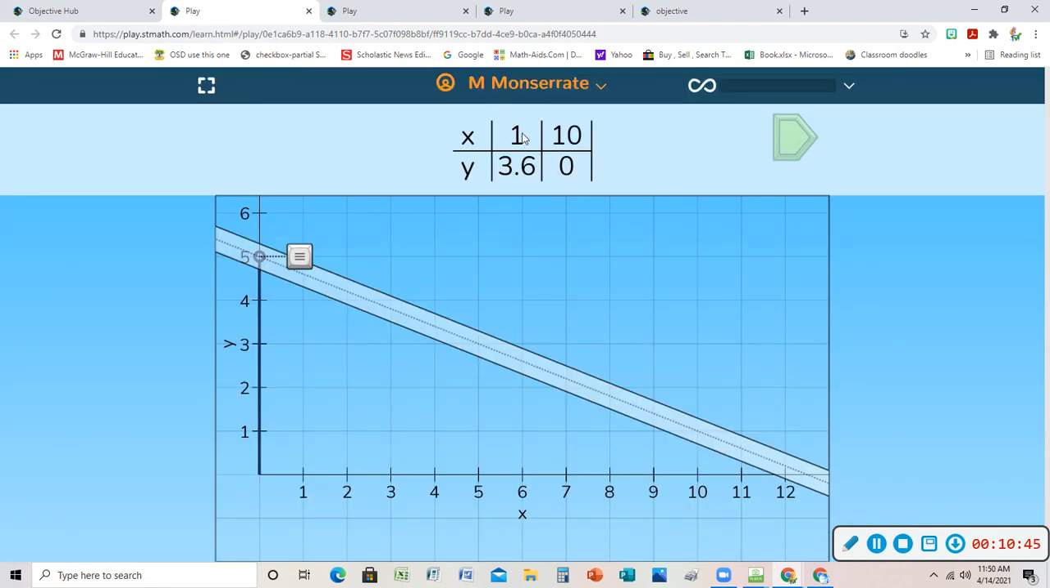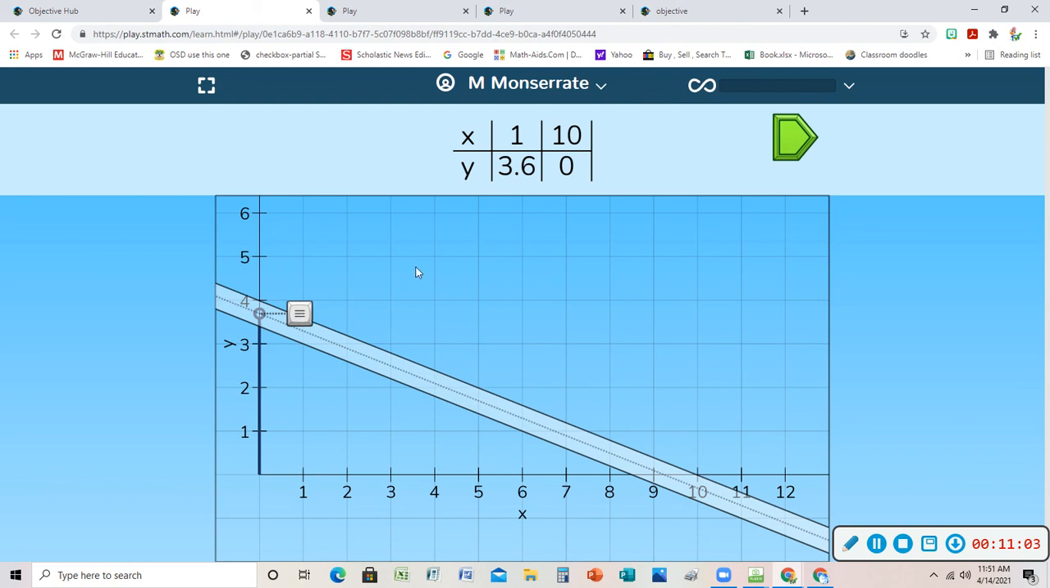Alright, so I have x at 1 and 10 and y at 3.6 and 0. So I see x is 1 when y is 3.6. So I'm going to go, there's 1. Y is at 3.6-ish here. And then x here is 10 and 0. 10 and it's on 0. So I think I got it right.